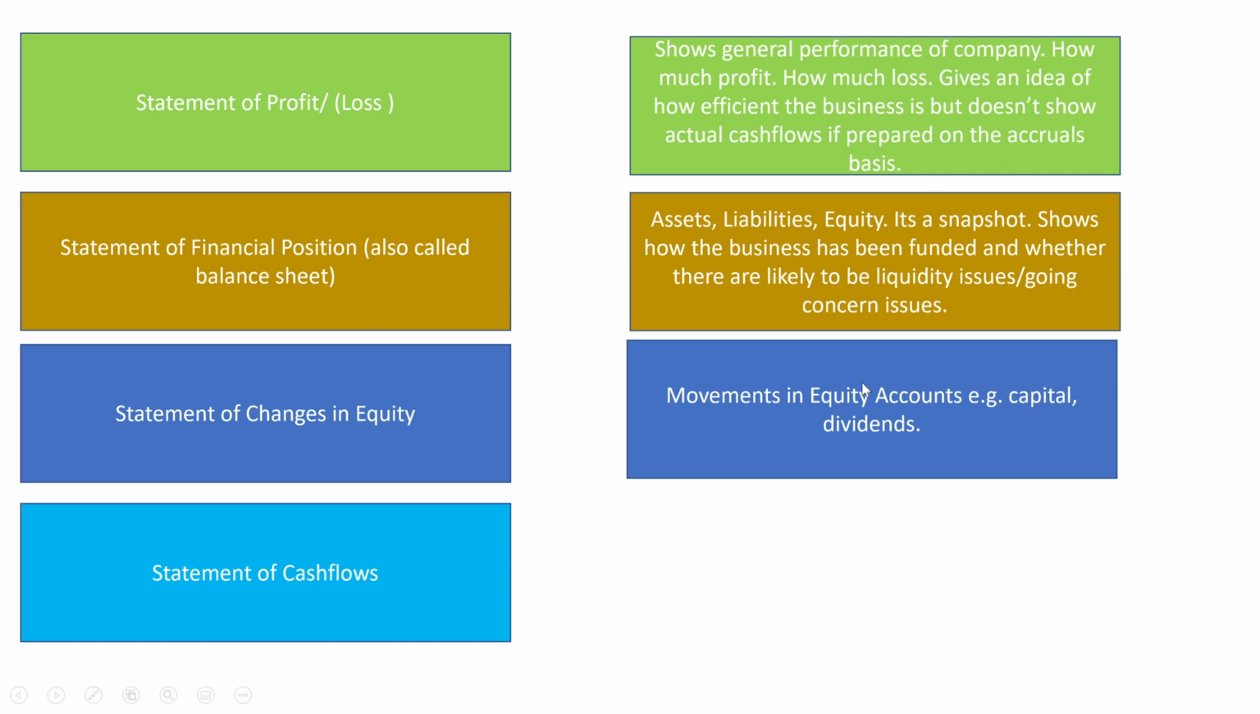We then have the statement of cash flows, which is showing you all the cash flows during the year. The difference between the other three is that the cash flow statement is actually showing you the actual cash flows in the business, where the business is losing money, where it's spending the most money, where it's gaining money as well.